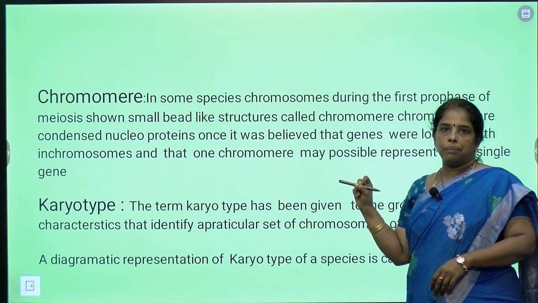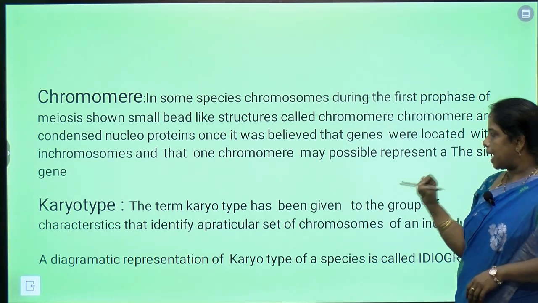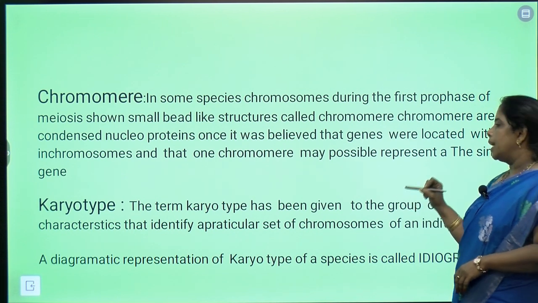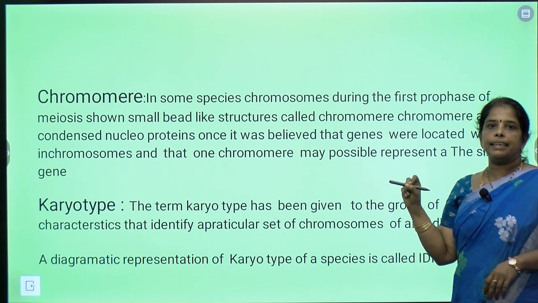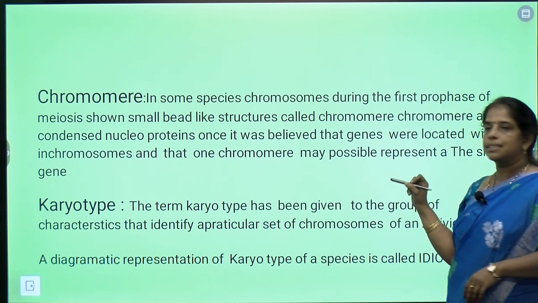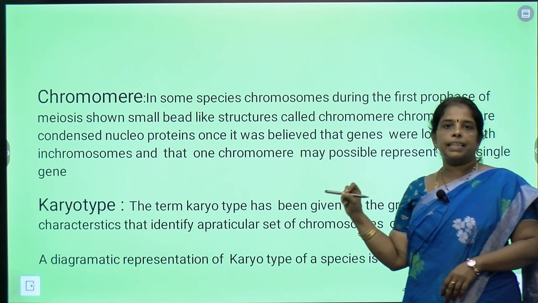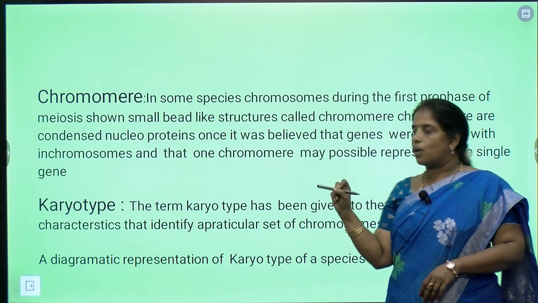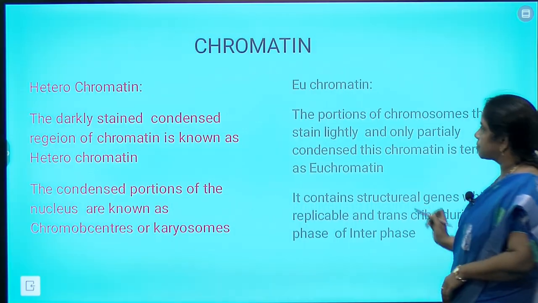Now, the karyotype. The term karyotype has been given to a group of characteristics that are identified by a single set of chromosomes. The diagrammatic representation of the karyotype is called the ideogram.